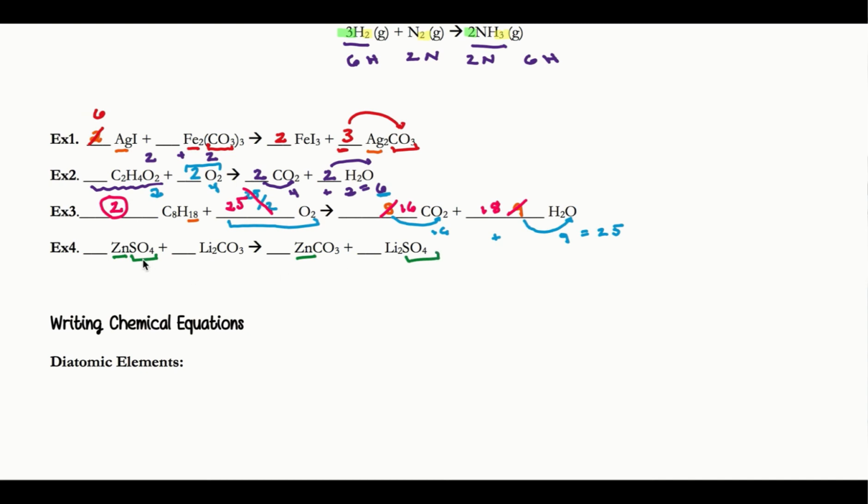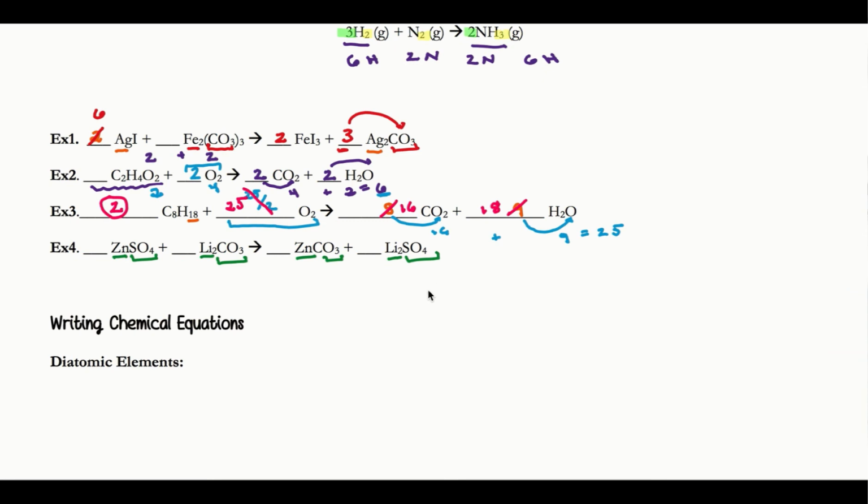I've got one sulfate on my reactant side, one sulfate on my product side. Lithium, I've got 2 lithiums on my reactant side, 2 lithiums on my product side. Carbonate, I've got 1 carbonate on my reactant side, 1 carbonate on my product side. So I'm actually already balanced. So notice when I have blanks here, I don't put 1s in front, because by not having anything, it's implied that it's a 1. So I don't have to write anything.